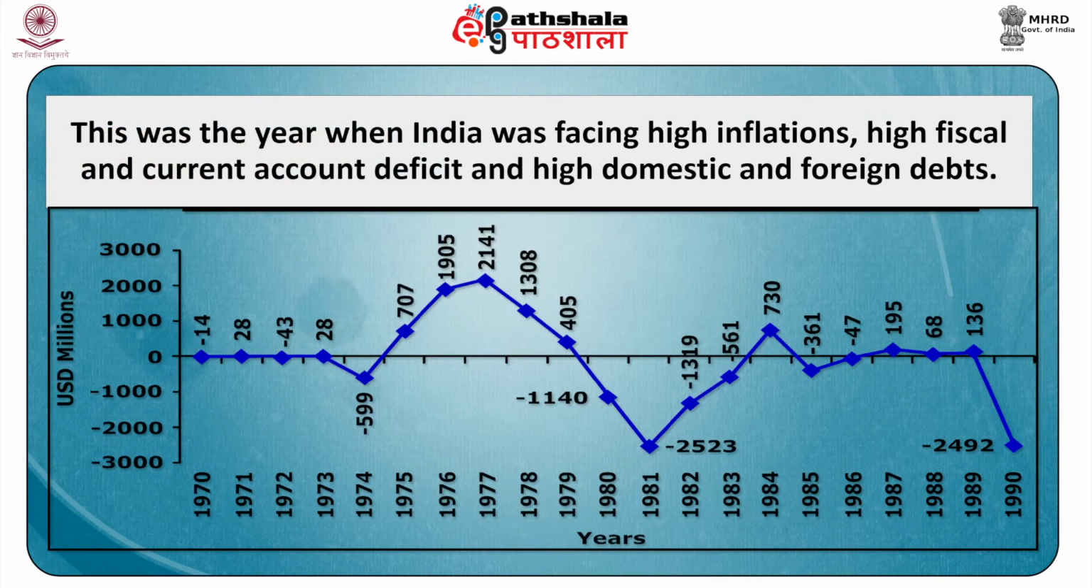This was the year when India was facing high inflation, high fiscal and current account deficit, and high domestic and foreign debts. This has been indicated in figure 1, where we have the balance of payment from 1970 to 1990. Finally, the major step for economic reforms and trade liberalization took place in 1991. The tariff protections were relaxed and import licensing was abolished.